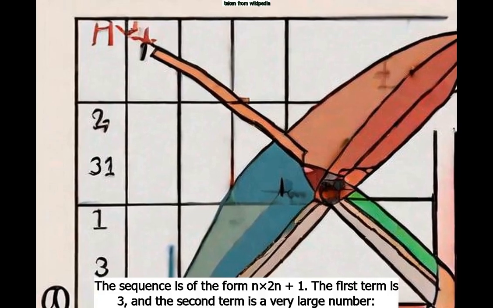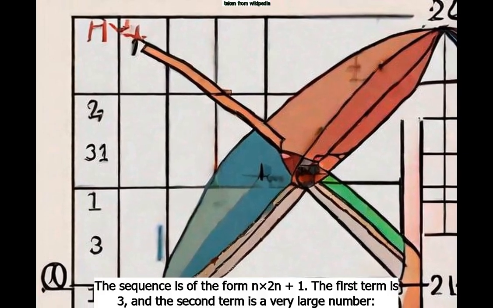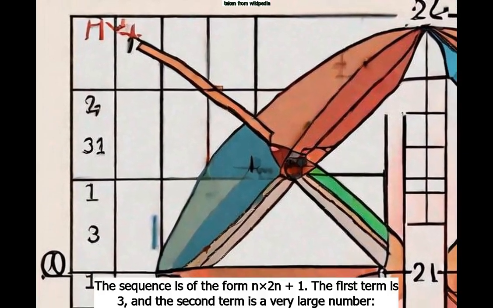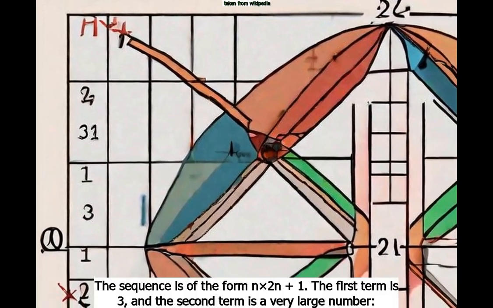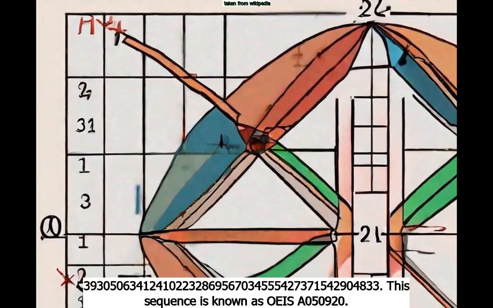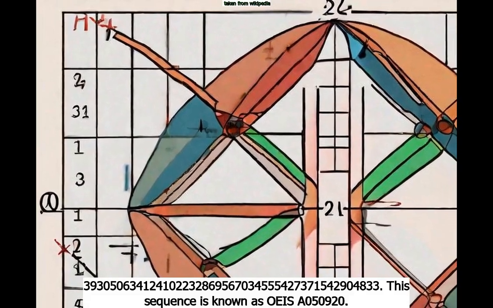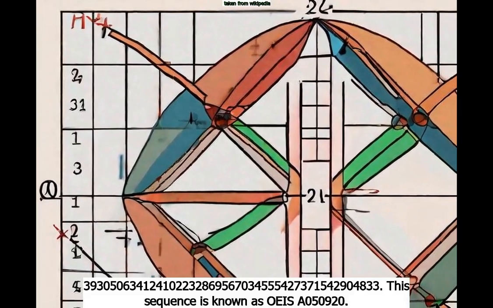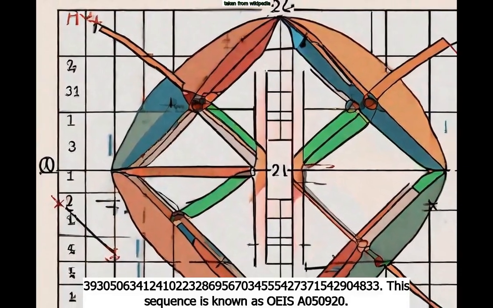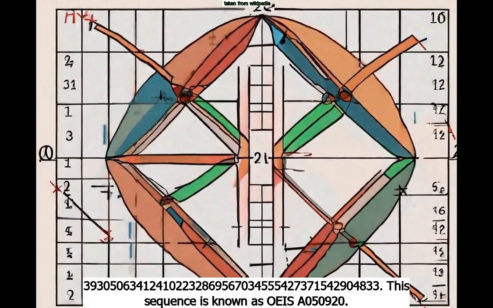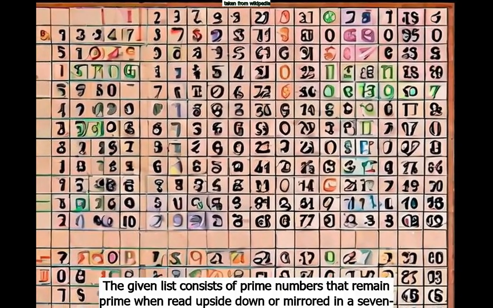The sequence is of the form n times 2 to the power of n plus 1. The first term is 3, and the second term is a very large number: 393,050,634,124,102,232,869,567,034,555,427,371,542,904,833. This sequence is known as OEIS A050920. The given list consists of prime numbers that remain prime when read upside down or mirrored in a 7-segment display.